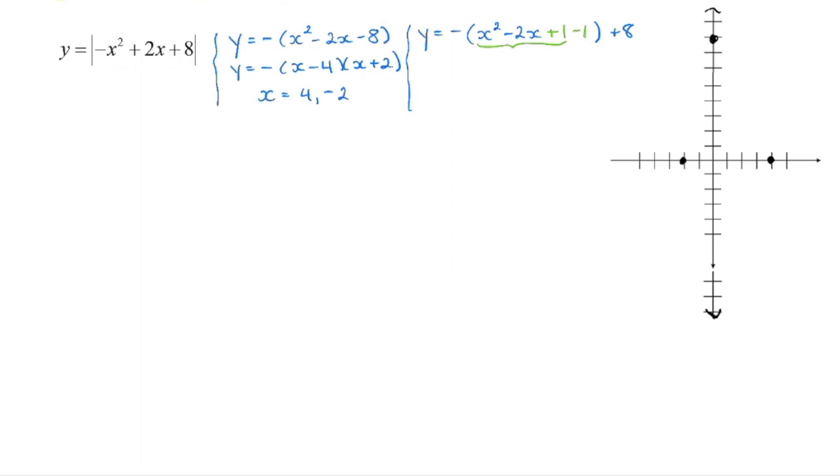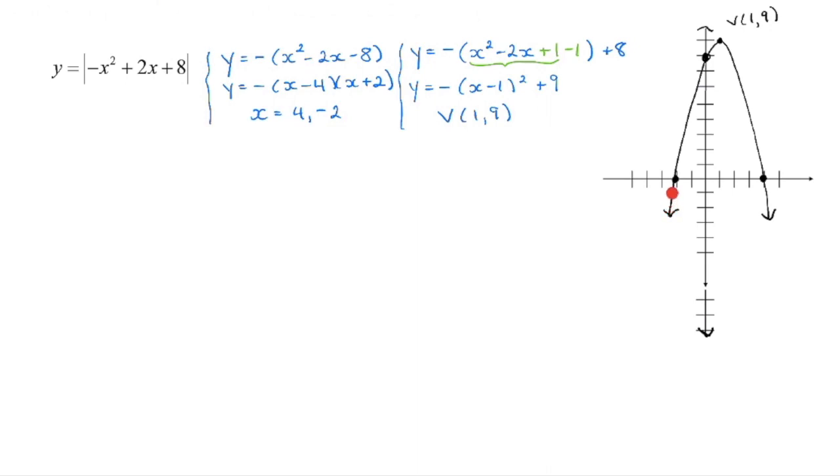So I'm going to now factor my perfect square trinomial. So square root that first term, and then it's half of that second term. And then we can see that we have a negative times a negative is a +1, plus 8 is 9. The vertex is going to be at +1 and +9. So then we can go ahead and plot that point. Connect the dots into a parabola, and that gives us that original function.